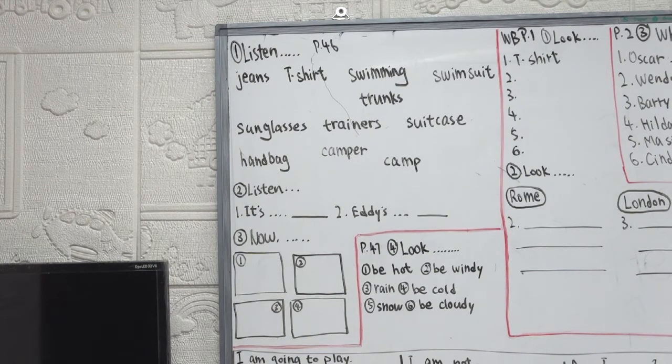So in this vocabulary, there are lots of things you bring while you go camping. Your belongings, such as trainers, sunglasses, swimsuit, swimming trunks, t-shirt, jeans, suitcase, handbag. Everybody, please remember the spelling of them, because we are going to do an exercise related to the vocabulary and its spelling.